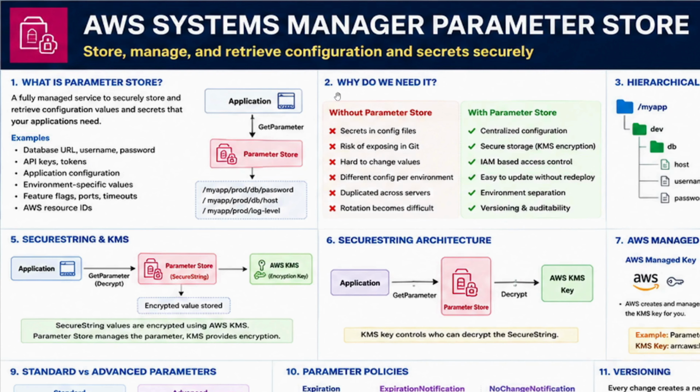Today we are going to understand a very important service which we can use for our application configuration, etc. So let's understand this. The name of the service is AWS Systems Manager Parameter Store. This is basically a parameter store, and it is part of AWS Systems Manager, one of the services under AWS Systems Manager, and it is called Parameter Store.